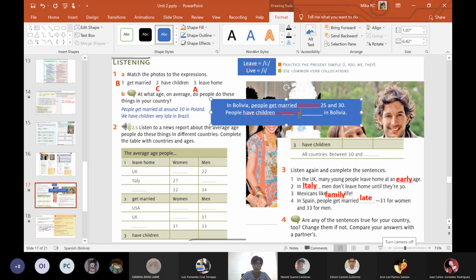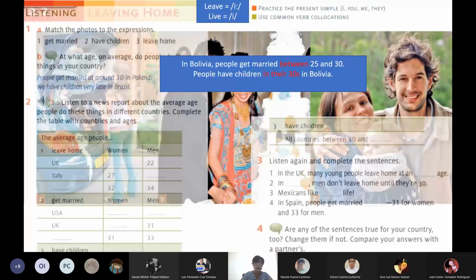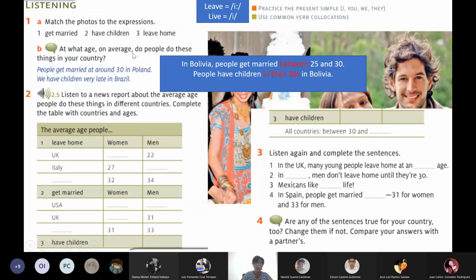Sí, esta es otra frase, otra expresión. People have children in their 30s. Yeah, right? Entonces las personas tienen sus hijos. Ahí dice las personas desde qué edad pueden tener sus hijos o no le entendí muy bien esa frase. No, on average, here in Bolivia. Sí, estamos hablando de Bolivia. At what age, on average, do people do these things in your country, right?